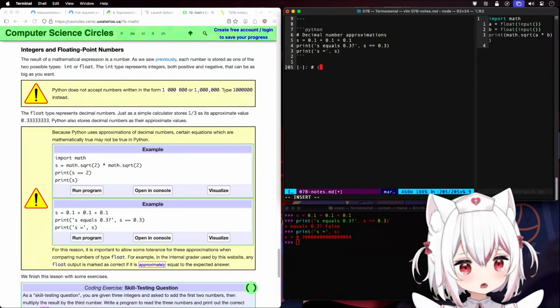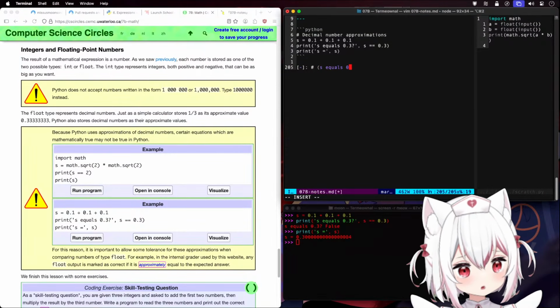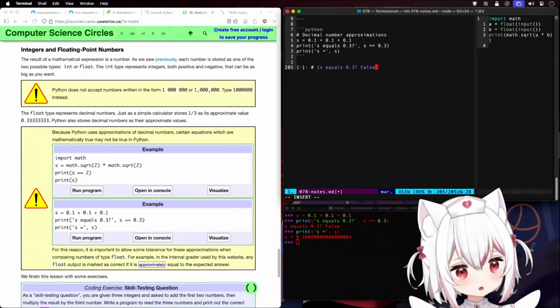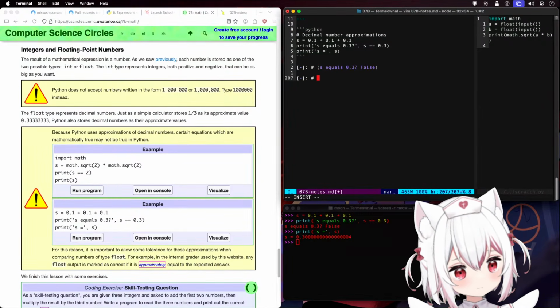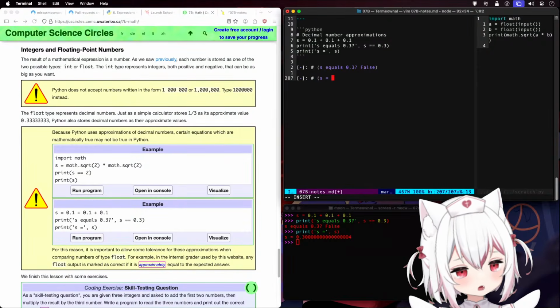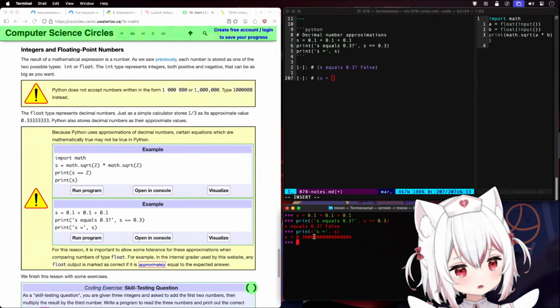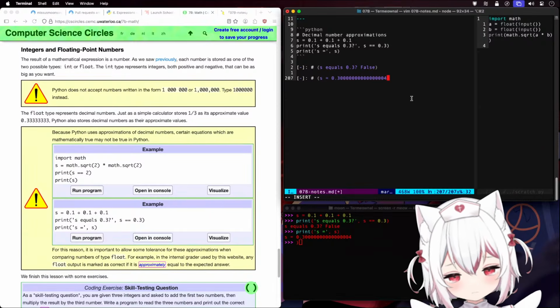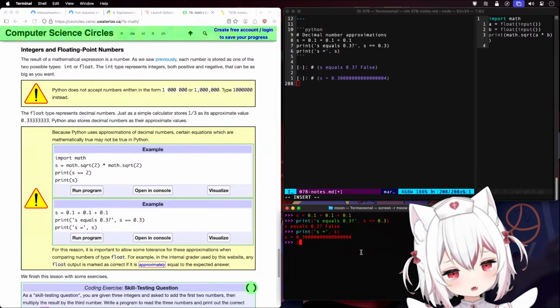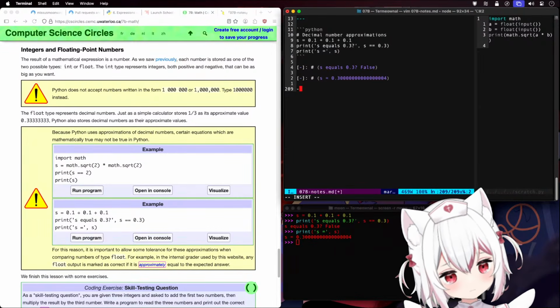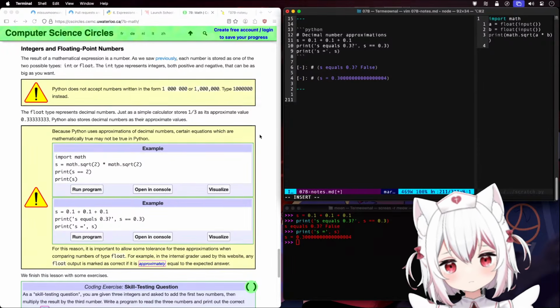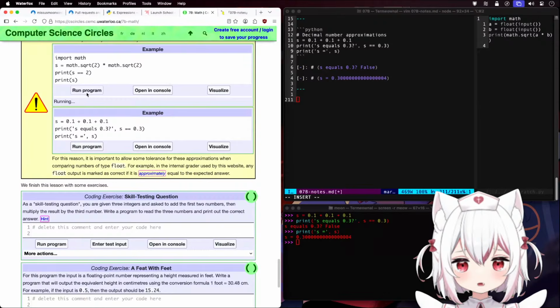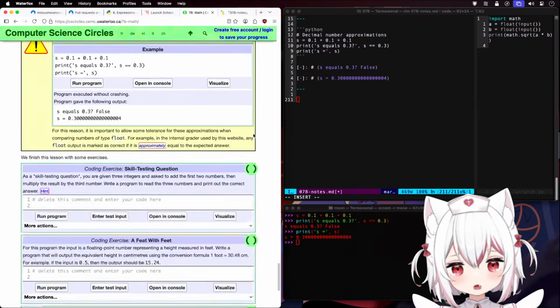There we go. s equals 0.3, false, and s equals this big number. Meow. I wonder why it's a 4 at the end. I wonder what the 4 is about. Run. I'll go check it. It does the same thing.